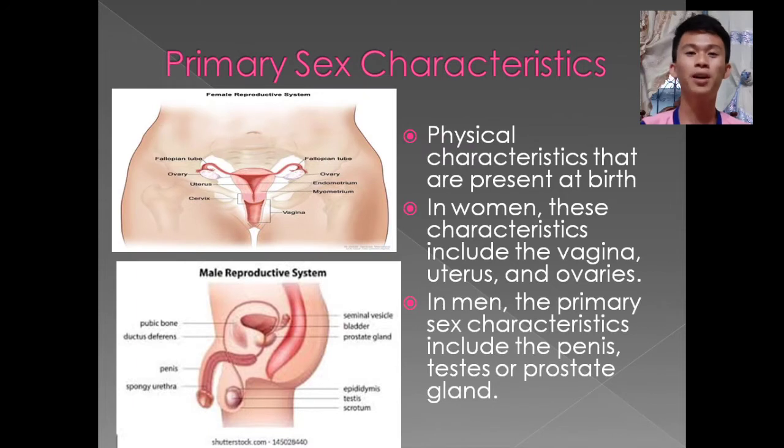Primary sex characteristics are physical characteristics that are present at birth. They are the organs that are already there when you are born, just like your vagina and your penis. In women, these characteristics include the vagina, uterus, and ovaries. In men, the primary sex characteristics include the penis, testes, and prostate gland.